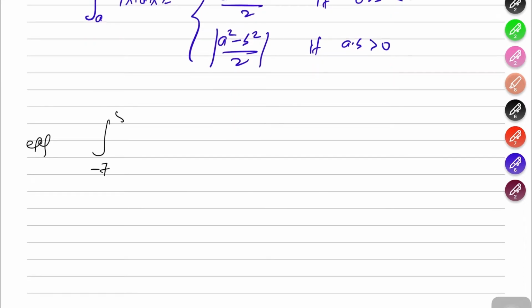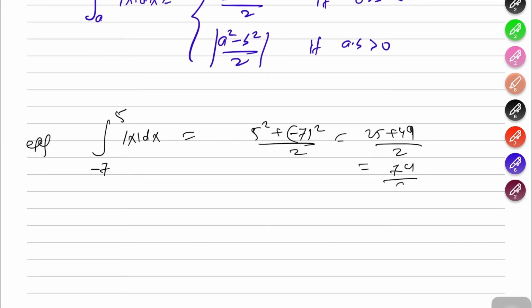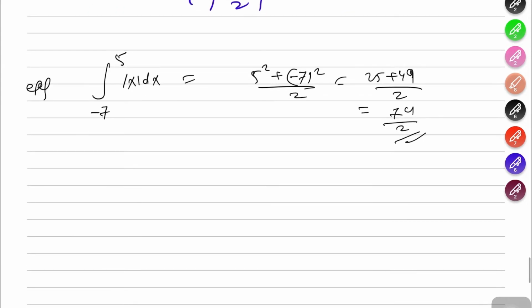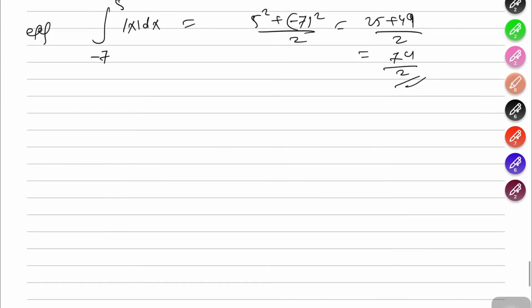Minus 7 to 5 mod x dx. Clearly here a and b are different sign, so the answer is directly 5 square plus minus 7 square by 2, that means 25 plus 49 upon 2, that is 74 by 2. This is the answer. Okay, so we can directly find these values. Let's take one more example.